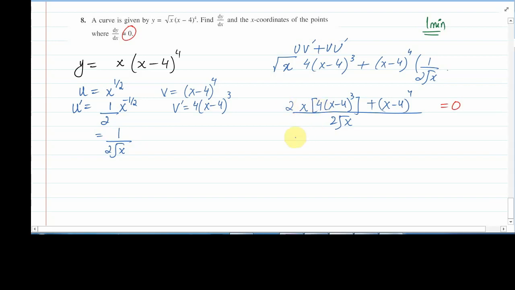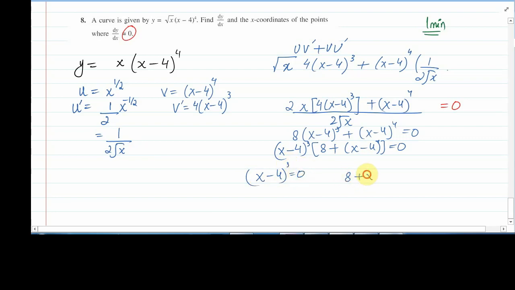So 2 times 4, it's 8 times (x minus 4) whole cube plus (x minus 4) power 4 equals to 0. Taking common here, (x minus 4) cube is common. Inside the bracket is 8 plus (x minus 4) equals to 0. Equate both of them with 0, so (x minus 4) cube equals to 0, and 8 plus (x minus 4) equals to 0. So you have x minus 4 equals to 0 and x equals to 4, and you have 8 minus 4 is 4 and x equals to minus 4.